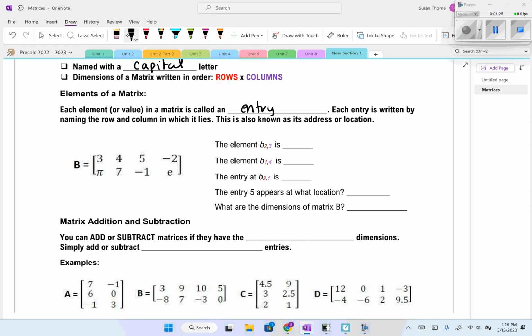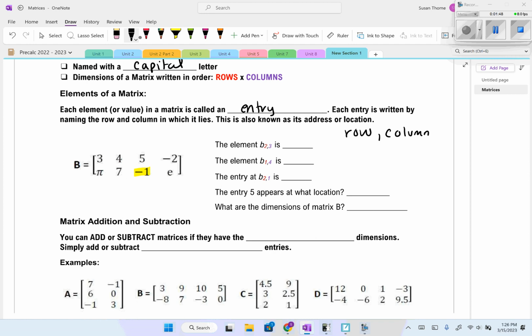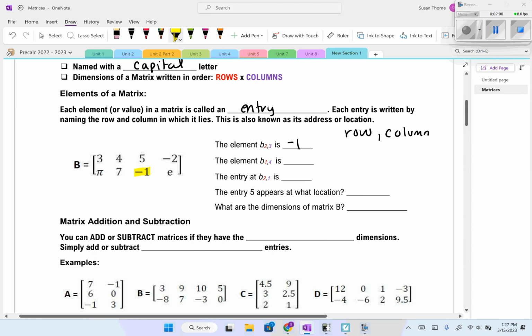So the element B2,3, and remember, it's always row, column, means we want row 2, column 3. So if we look at row 2, that would be the bottom row down here. Column 3 would be 1, 2, 3, so -1. The next one says the element B1,4, which is row 1, and then column 4. So row 1 is the top row. Column 4 would be the last in the row, the last number, which is -2.